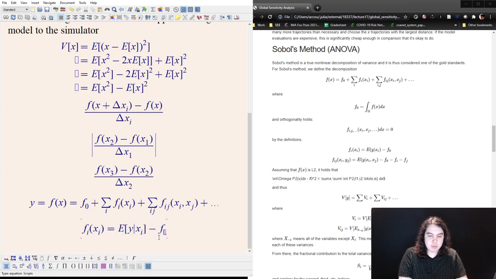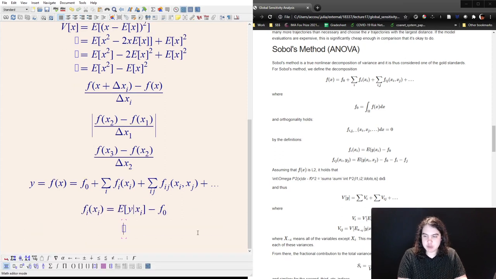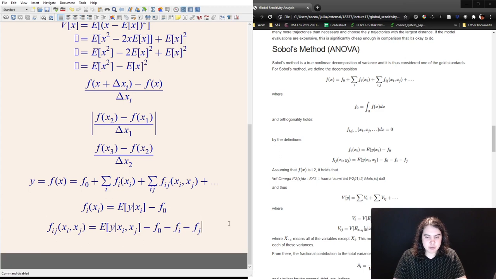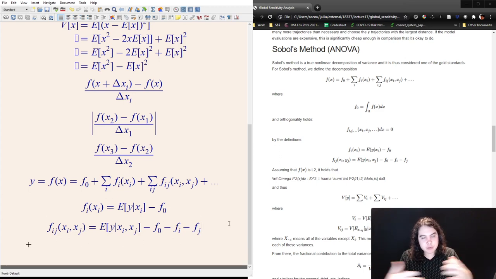So what you can show is that this term f_i can be defined as the expected value of y given x_i, subtracting out the constant changes in y that happen overall. And then you have your next Sobol term, which should make sense in a second. f sub ij of x_i, x_j equals the expected value of y given x_i, x_j, subtracting off all of your previous terms: the constant term, and then the first index terms. And then dot, dot, dot. You can define the third term, the fourth term, the fifth term, all using the same pattern.